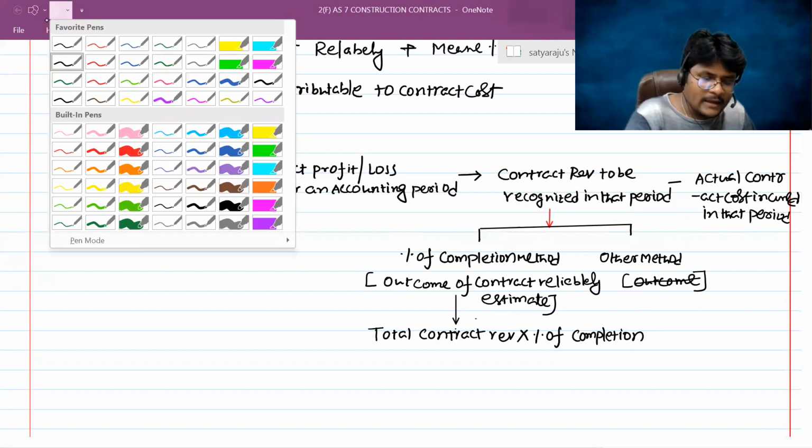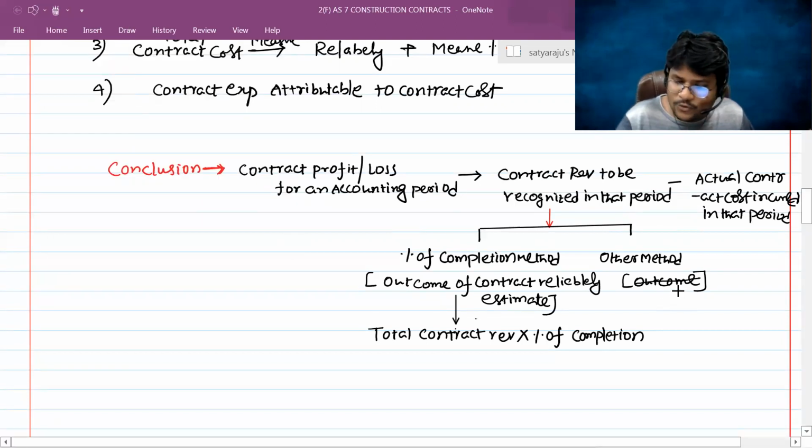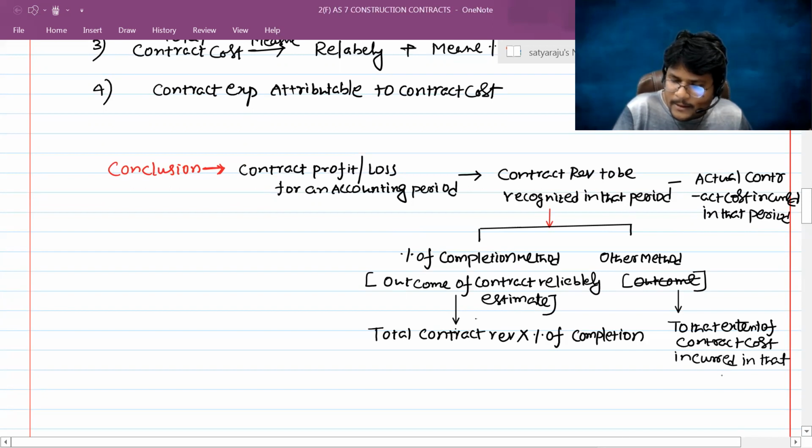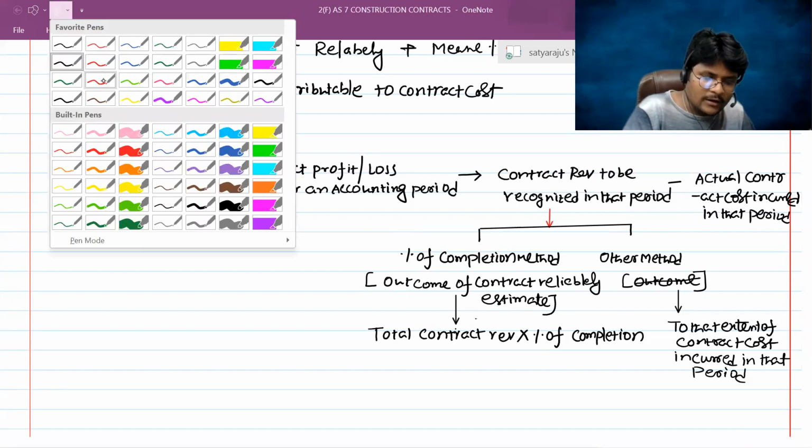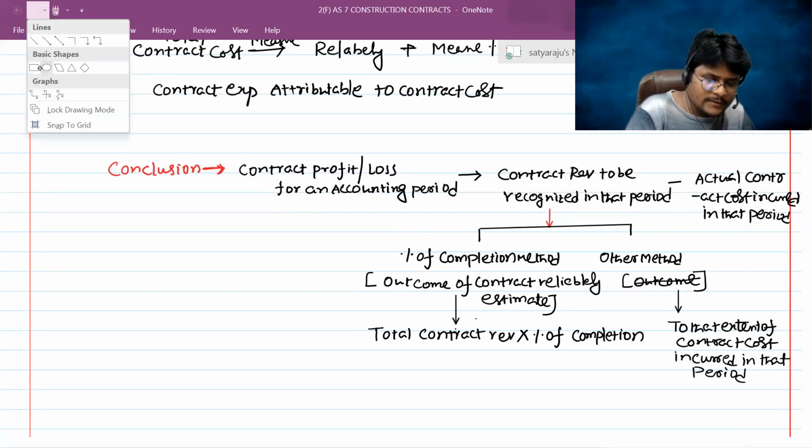Here, sir, in case the outcome of the contract is unable to measure, then how much contract revenue you can recognize? To that extent of contract cost incurred in that period. This is the overall conclusion given by me, guys.